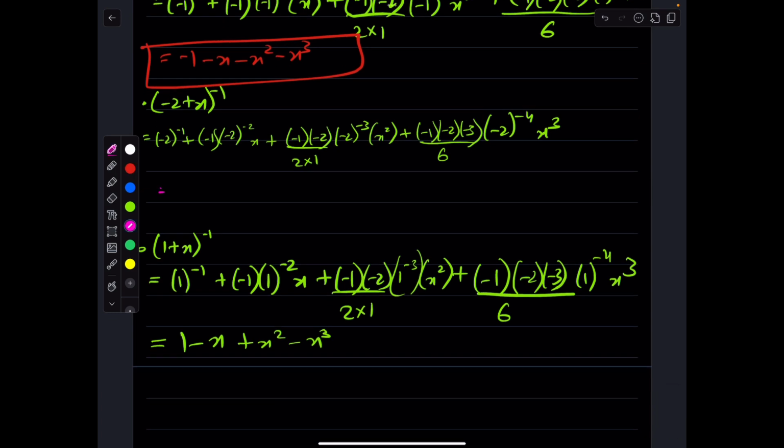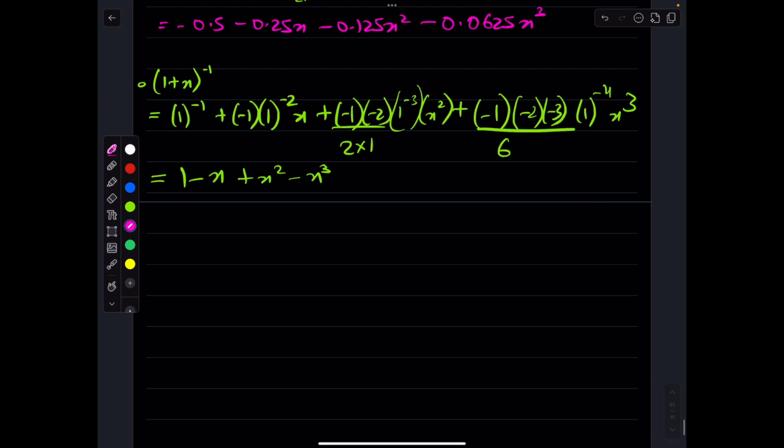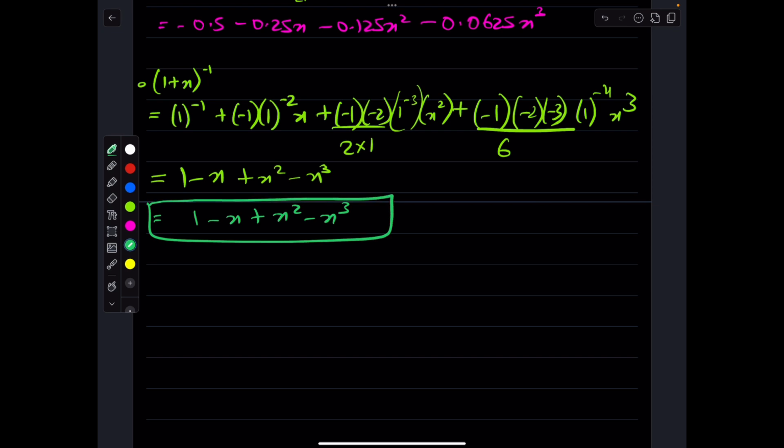Then for the second case, I have minus 0.5 minus 0.25x minus 0.125 x square minus 0.0625x cubed. Then for the third case, I have minus 3, no wait, it's 1 minus x plus x square minus x cubed. And this is what I have for the third.